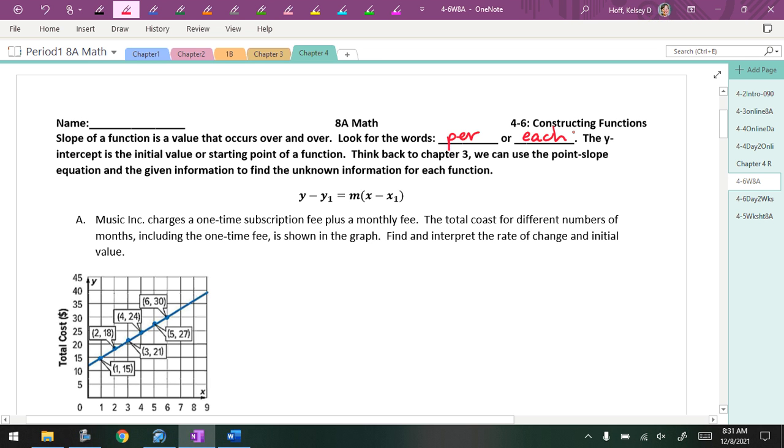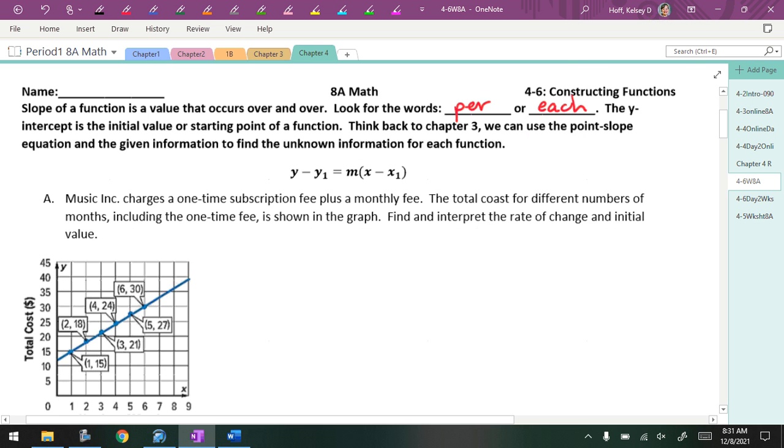So if we think back to chapter 3, we can use the point-slope equation and the given information to find the unknowns. Remember this equation? y minus y1 equals m times x minus x1. Okay, well, you're going to remember because we're going to use it on every single problem today. So here's the example of what we're going to do.